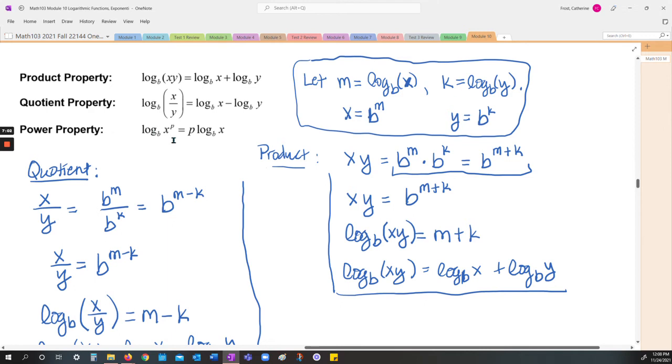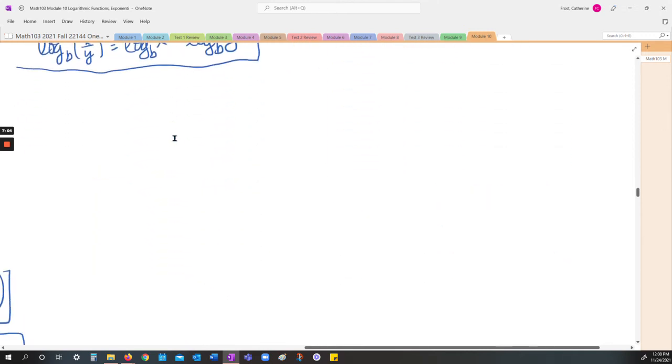So let me just write it again down here: log base b of x to the p is equal to p times log base b of x. This is what we're trying to prove, right? This is the power property that we're trying to prove. And so let's keep the definition that m is log base b of x and see what happens if we take x to the p.